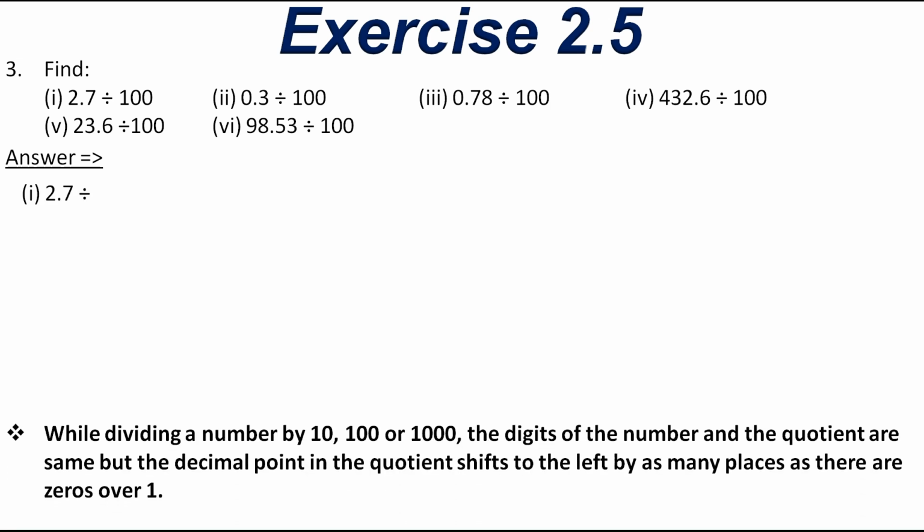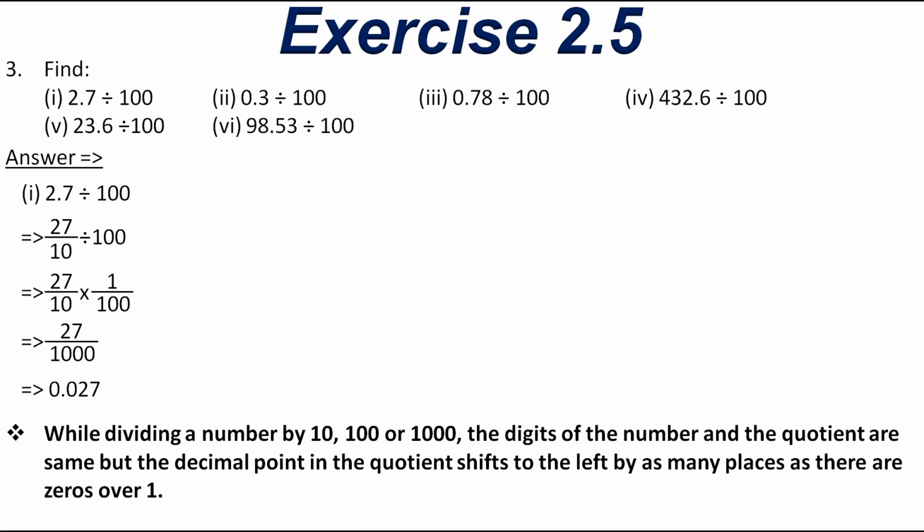So here we have 2.7 and it is going to be divided by 100. So 2.7 can be written as 27 upon 10 and divided by 100. So 27 by 10 multiplied by 1 upon 100. Now 27 ones are 27 and 10 into 100 gives the answer as 1000. Now as we have 3 zeros in the denominator, we have to write it in decimal form as 0.027 because we need three digits after the decimal point as we have 1000 in the denominator.